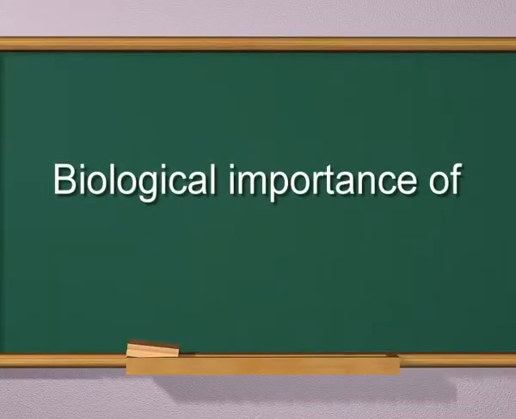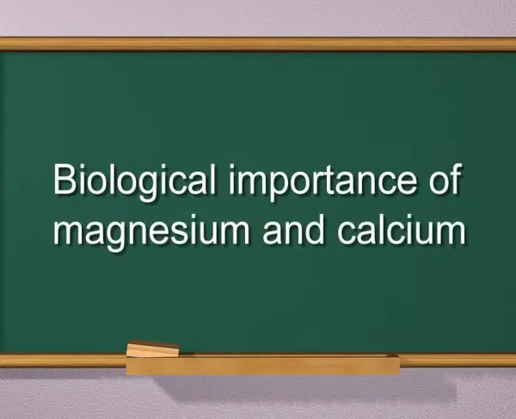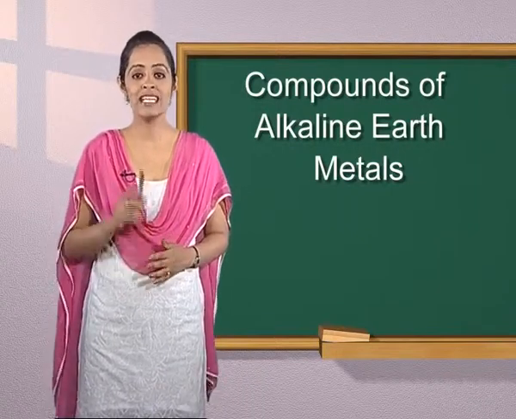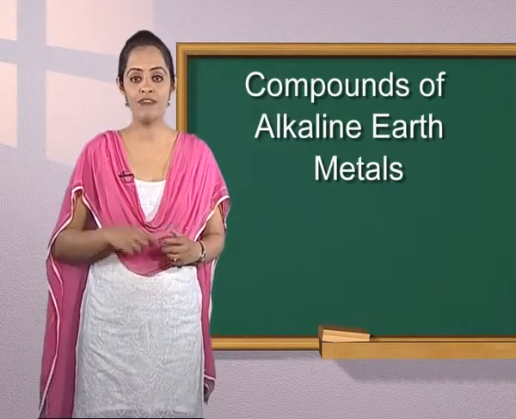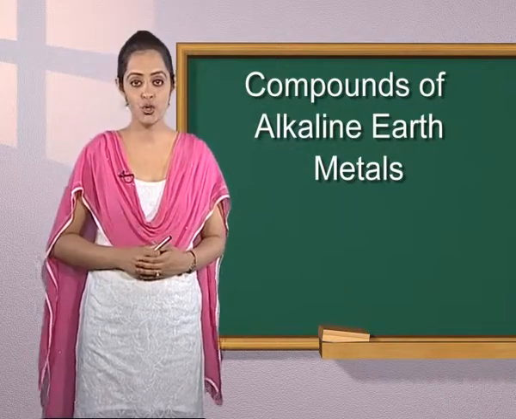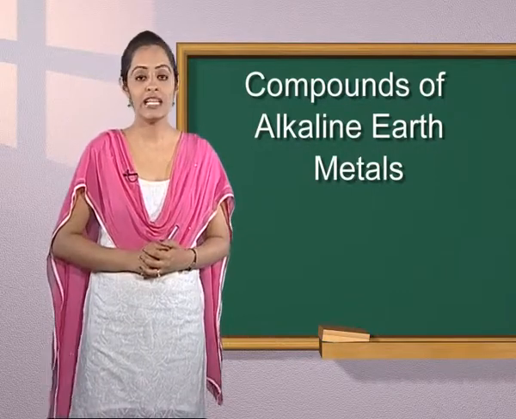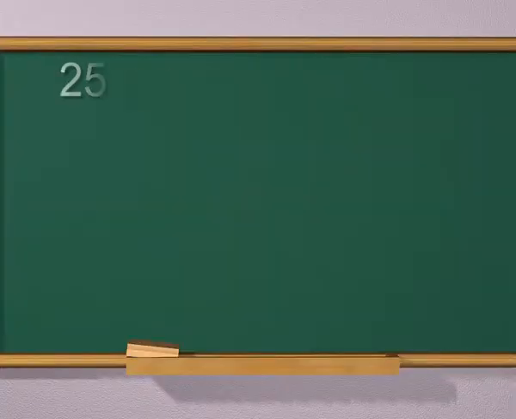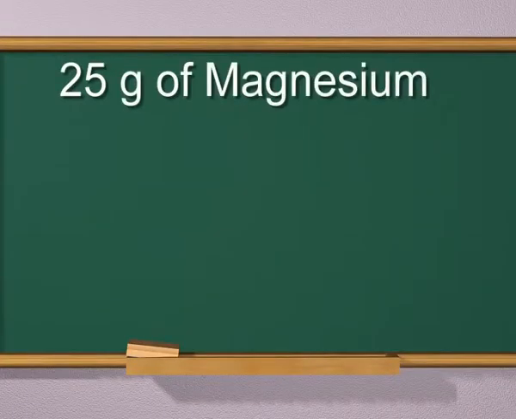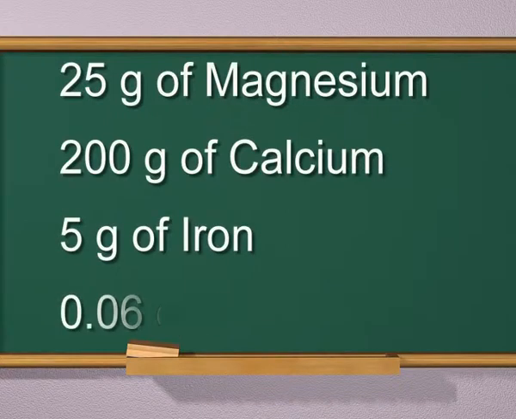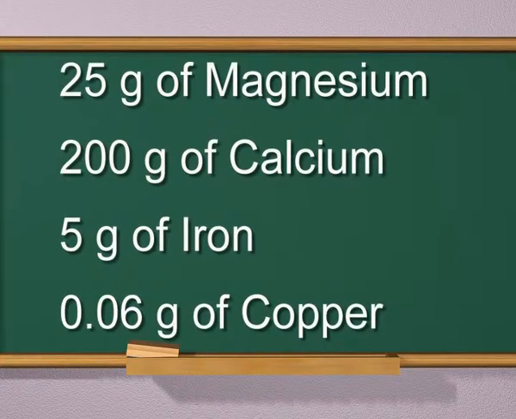Biological importance of magnesium and calcium. Children, the ions of magnesium and calcium are also found in large proportions in biological fluids. An adult body contains about 25 grams of magnesium, 200 grams of calcium, 5 grams of iron and 0.06 grams of copper.